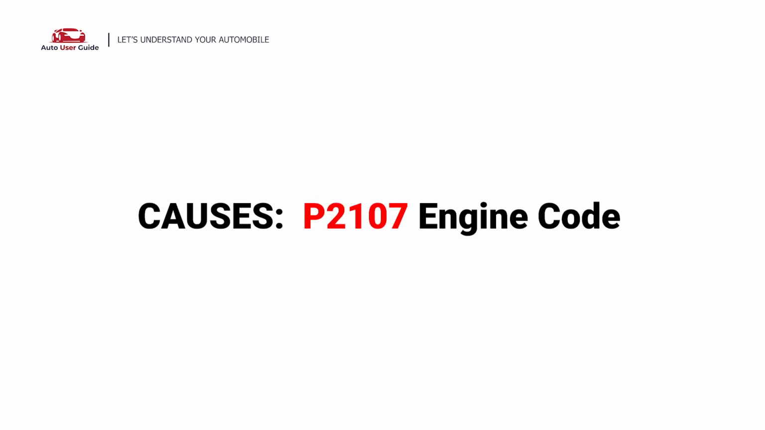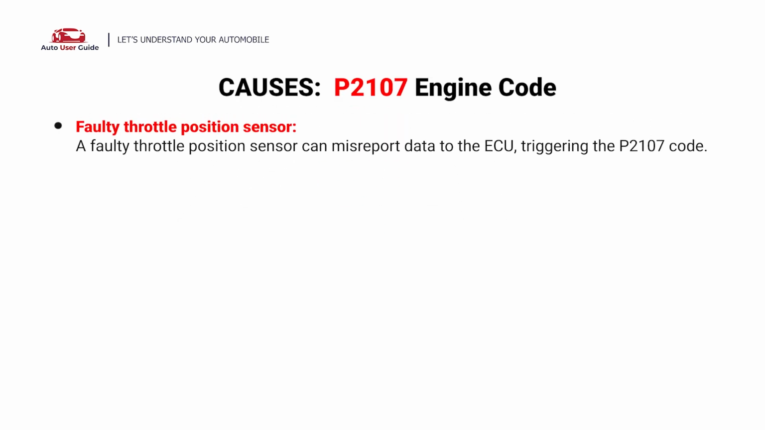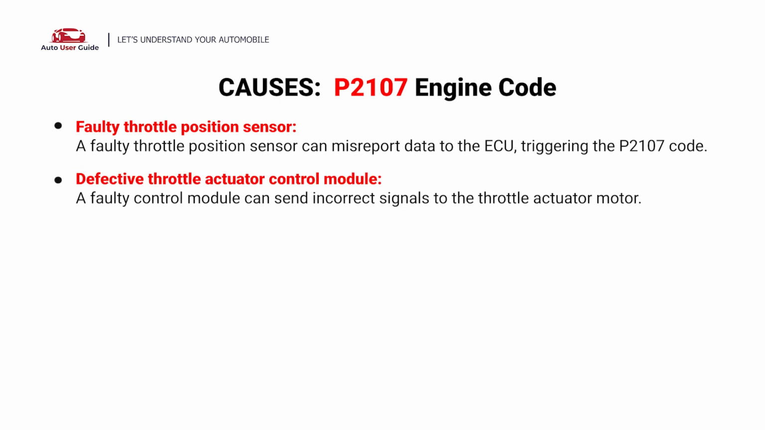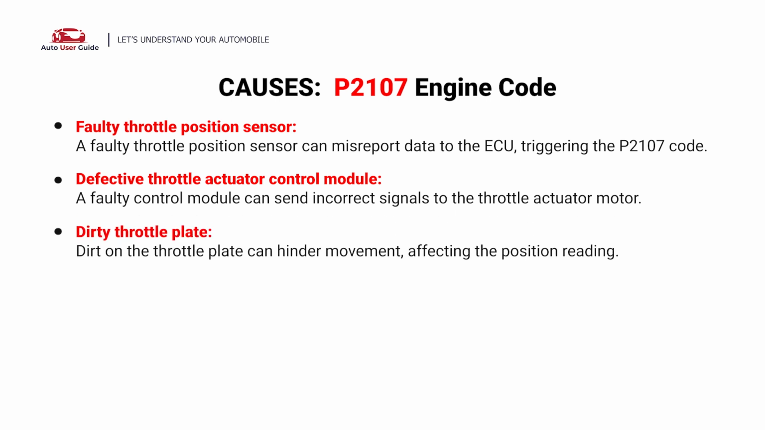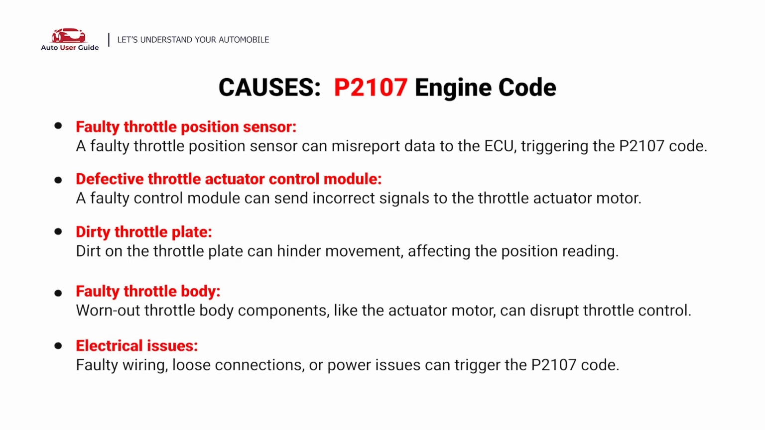So, what causes this imbalance? Here are the most common culprits. This code is caused by these possible faults in your car. Faulty throttle position sensor. Defective throttle actuator control module. Dirty throttle plate. Faulty throttle body. Electrical issues.